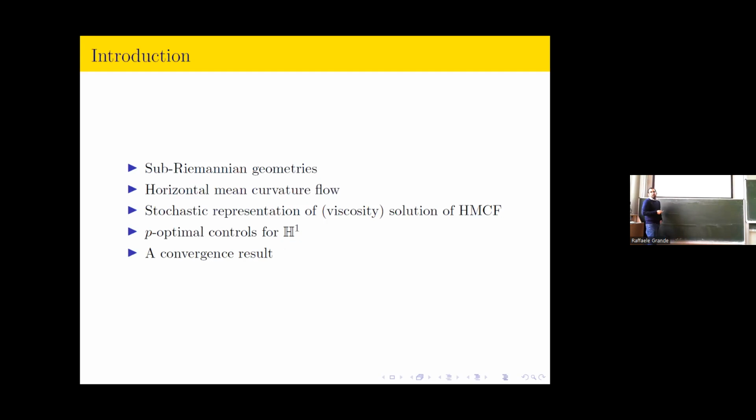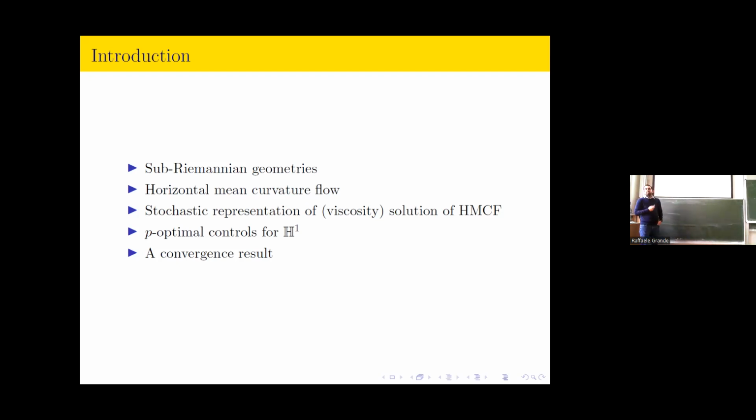I give a short outline about this talk. I will start talking about Sub-Riemannian geometries. Then I will introduce what the mean curvature flow is, and then what the horizontal curvature flow is. Then I will give a stochastic representation of this problem, which was given in the Euclidean setting by Buckdahn, Cardaliaguet and Quincampoix, and in the Sub-Riemannian one by Dragoni and Fornasier. Then I will introduce some results that I obtained in collaboration with Nicolas Dirr and Federica Dragoni about the p-optimal controls in the Heisenberg group, and a convergence result related to a particular kind of Sub-Riemannian geometries called Carnot groups.